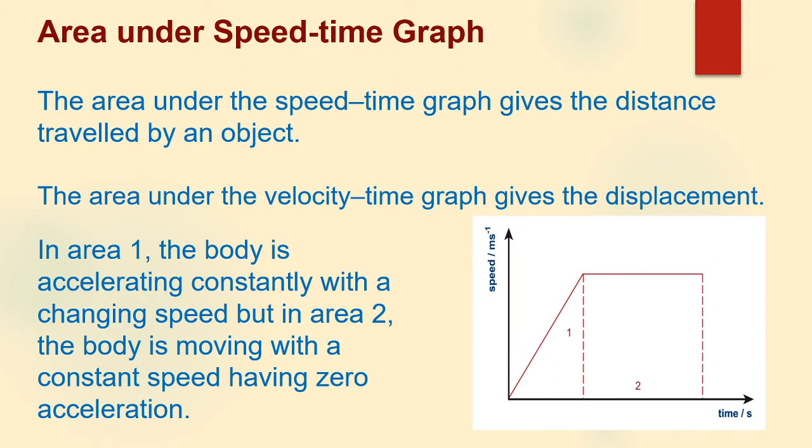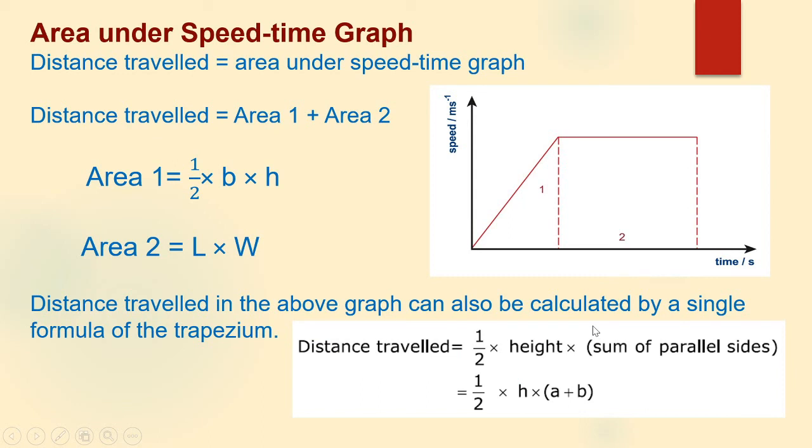Now the last section of the lesson, we are going to talk about area under speed-time graph. If this is the speed along the y-axis and time along the x-axis, the area under the speed-time graph gives the distance traveled. So here, this graph has two sections, area A1 and A2. So we can calculate the distance by dividing this shape into two sections, A1 and A2. That's the one option. And the other option is to find the formula of a trapezium.